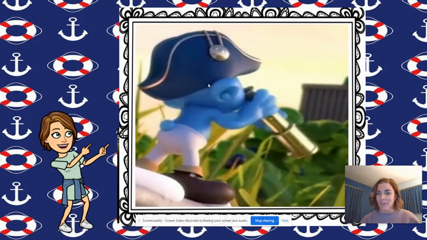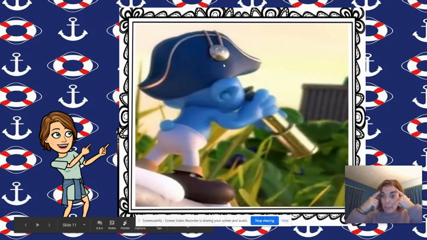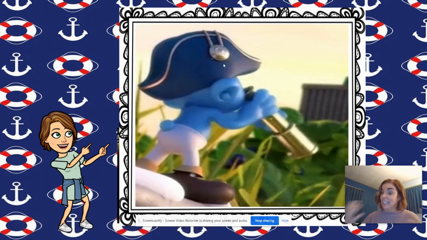Look at that handsome dude. Look at that little blue dude. Has his telescope, his hat. He looks like he's ready to go. Look at him. Now that's what I'm picturing in my head of a sailor Smurf. What are you picturing? Take a moment and think about it. Maybe you're thinking something different.